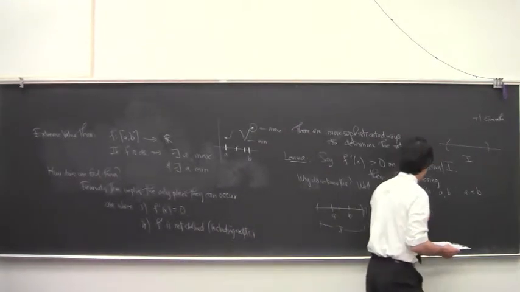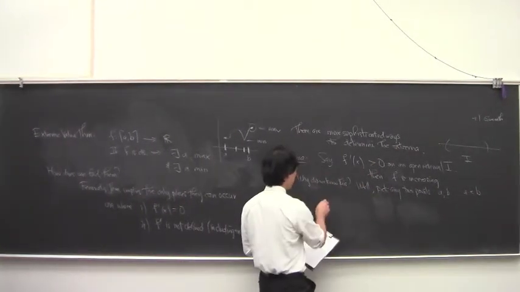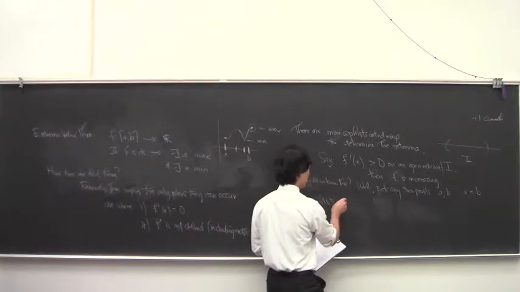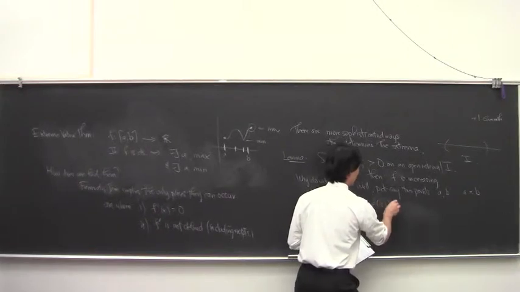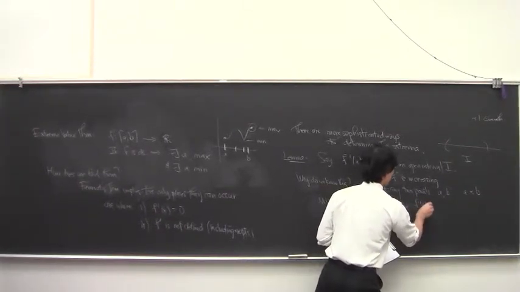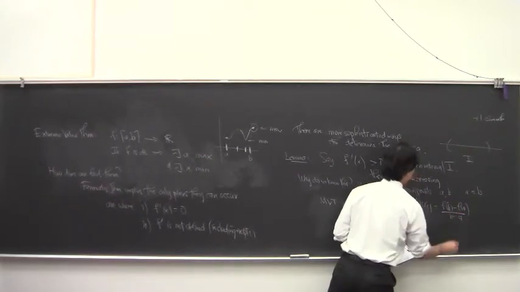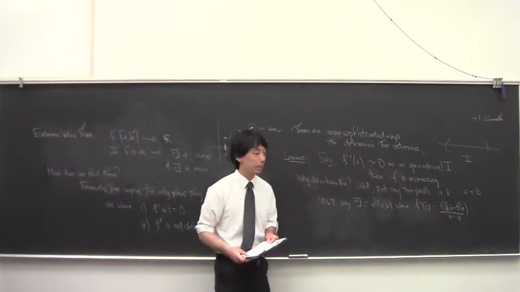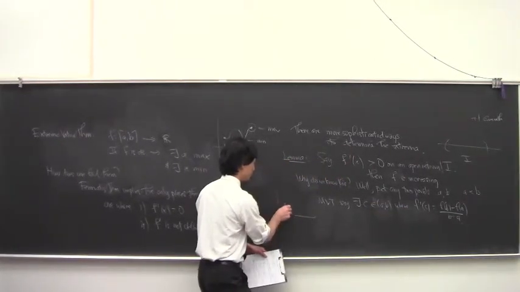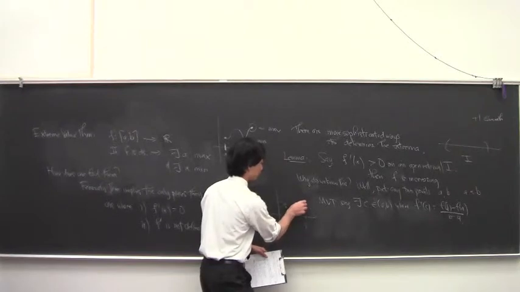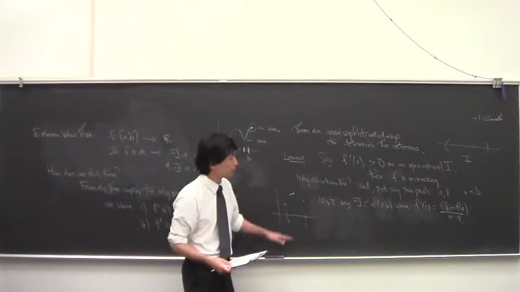So let's state it a little bit more precisely. The mean value theorem says there exists a c between a and b where f prime of c equals f of b minus f of a over b minus a. Right? There's a place where the instantaneous slope equals the slope of the line between the endpoints a and b.